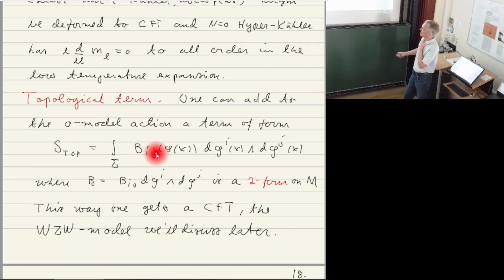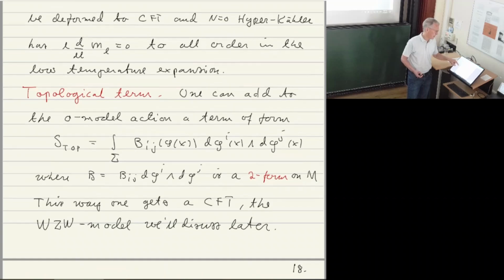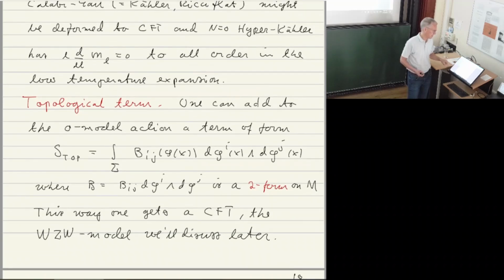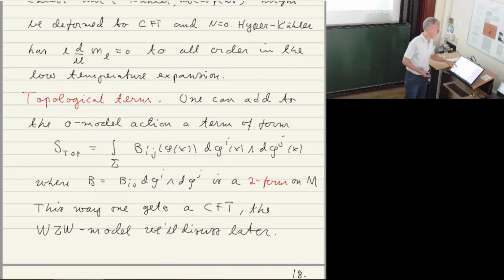And this is not only conformally invariant, but topological. It doesn't depend on the Riemannian structure at all. It's usually called the topological term. And there is a model called the WZW model, which we're going to describe tomorrow, where taking such a term, you actually expect to get a conformal field theory. And in some cases, we actually prove that.